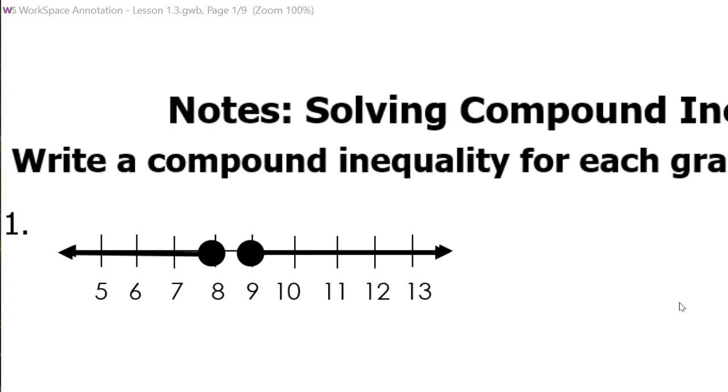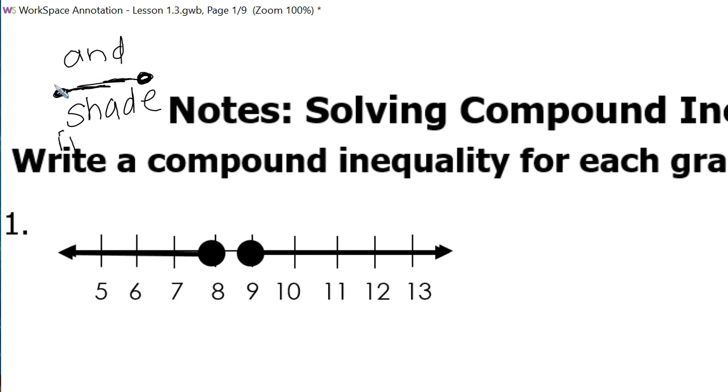The first one is an AND inequality. And on a number line, an AND inequality will have two endpoints. And between those endpoints, the number line is shaded in. Now, it's a compound inequality. We have two inequalities. That way we have two endpoints. So you will have two endpoints. So if you have an AND inequality, that means you shade inside those two endpoints.